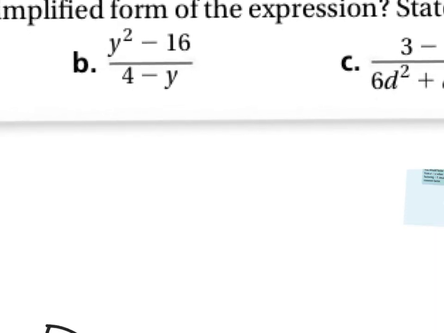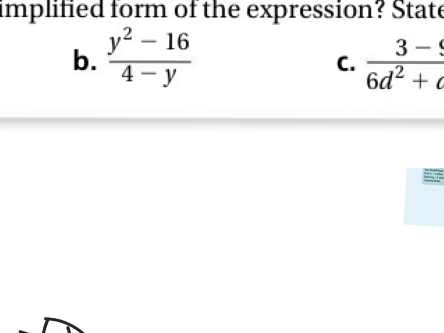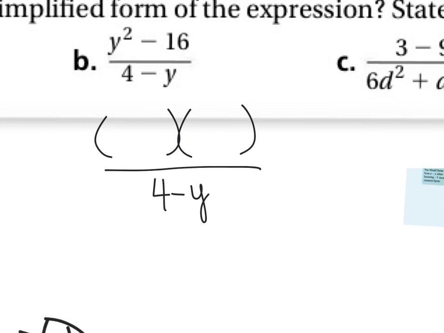Next, if we look at part B, the numerator maybe looks familiar. In the denominator, there's nothing we can factor out of that. Since the numerator is a difference of squares, we can factor that as y plus 4 and y minus 4. Middle terms cancel. That would give us y squared minus 16. And then if you put the denominator in parentheses and think about that, we've got similar factors but not identical here.